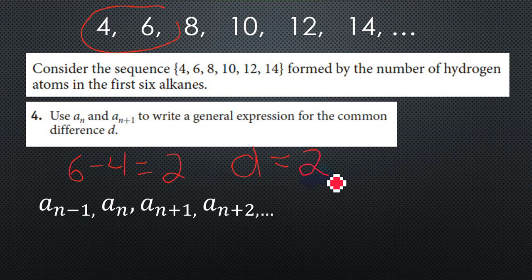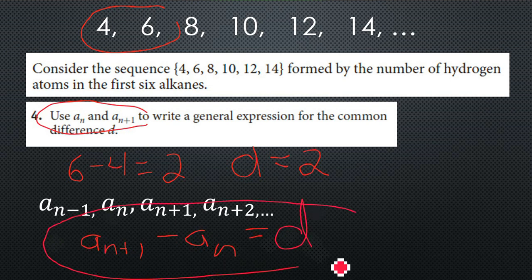This says use general expressions to write an expression for the common difference for any sequence. So basically what we're doing is we're just going to take a of n plus 1, which is some term, and then we subtract the previous term from that to get our common difference. So an expression like that. So be comfortable plugging in these general terms, a of n plus 1, etc.